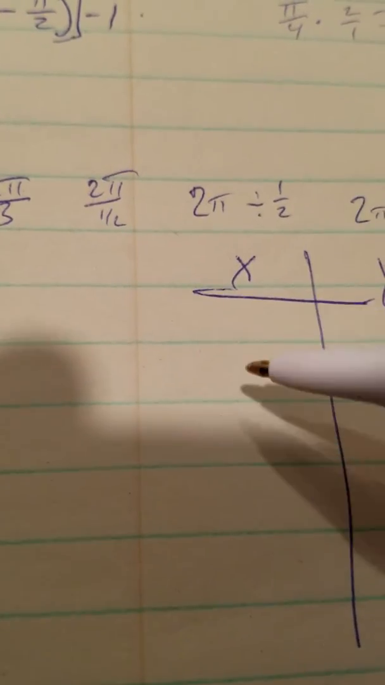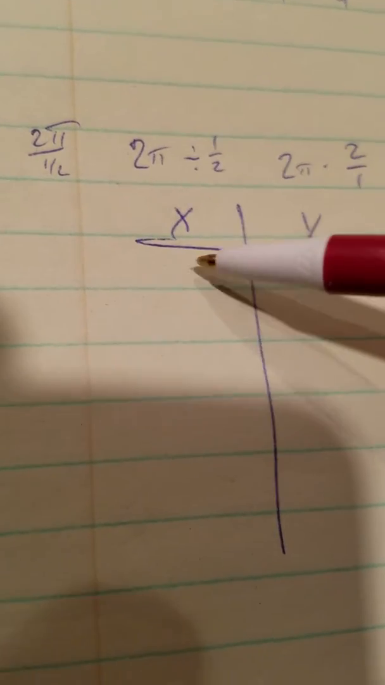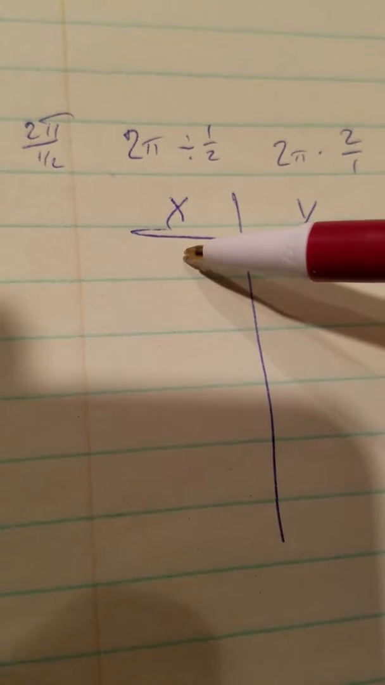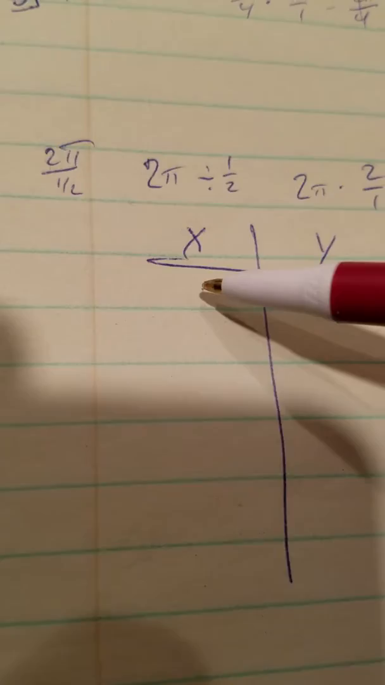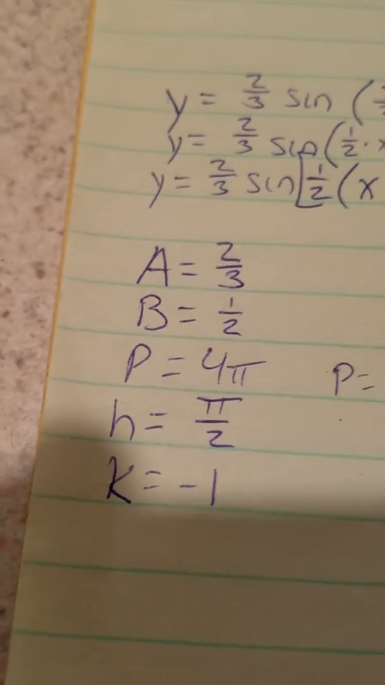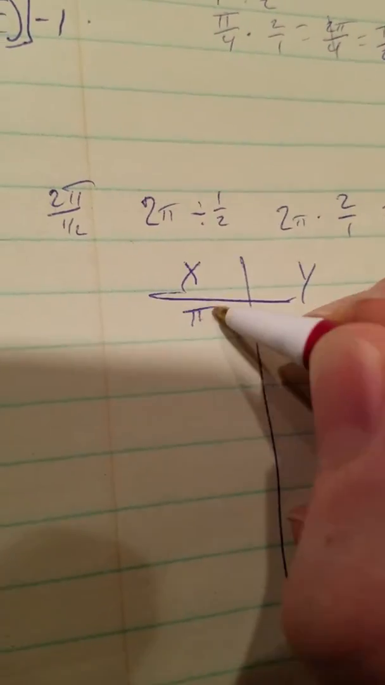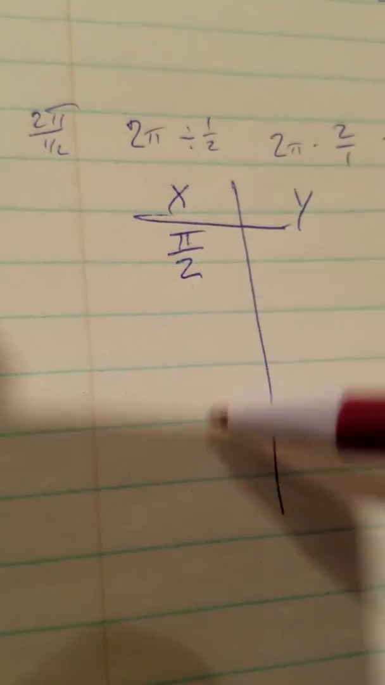So whether it's cosine or sine, to find the x values, I always want to do the same thing. The first point I want to start with is the h value. The h value is going to tell me where to start one of my periods. All right, so h is pi over 2, so I'm going to start at pi over 2. Simple as that. That's one. I'm going to get 5 points here.